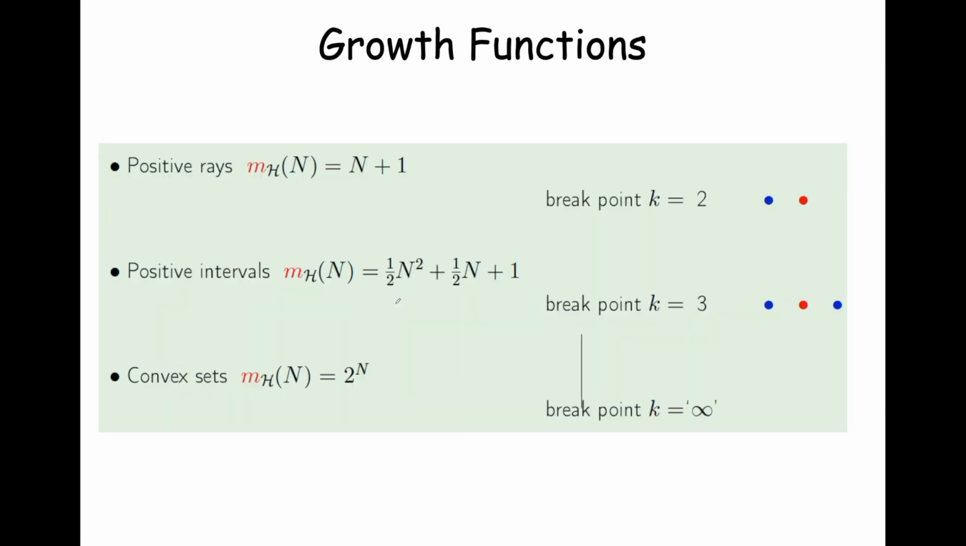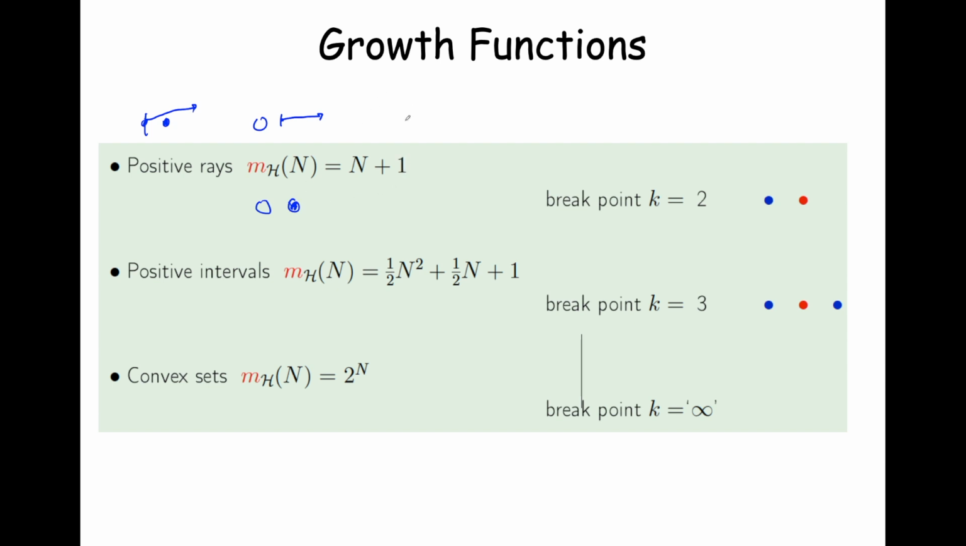Okay, so let's take a look at the set of positive rays. For the positive rays, if we have a data set of size 1, the number of dichotomies it can produce is 2, right? Because if you have 1 point, it can be red or it can be blue. If that point is red, the positive ray is here. If that point is blue, the positive ray is anchored here.